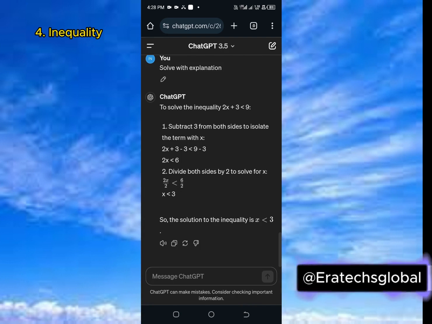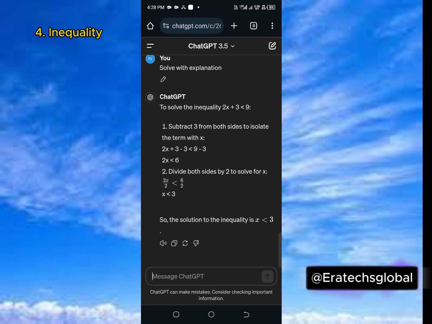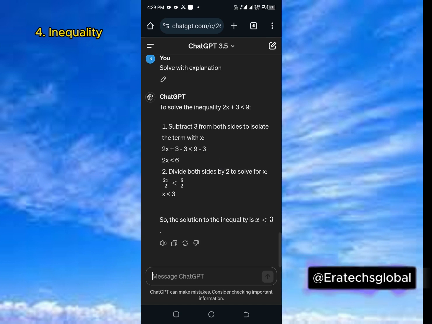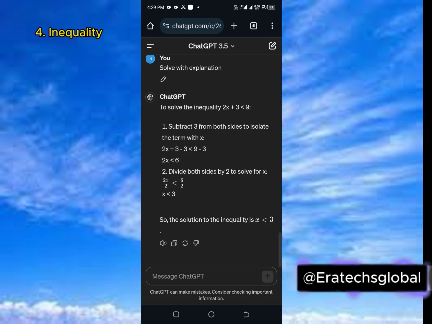Look at that. To solve the inequality 2x + 3 < 9, number 1, subtract 3 from both sides. These are the explanations. It's telling you what to do. And finally divide both sides by 2 to solve for x. Okay, that's it. x is less than 3. So the solution to the inequality is x < 3.